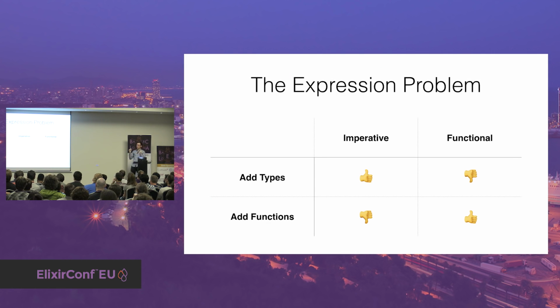All right, to recap, the expression problem. Adding new types for an imperative language typically doesn't require modifying existing functions, although adding new functions or changing functions typically requires us to change our types. And the direct opposite is true for functional. So if we want to add new types to a functional language, we typically have to modify functions to handle those new types. But if we want to change just functions, we typically don't have to go change our types.